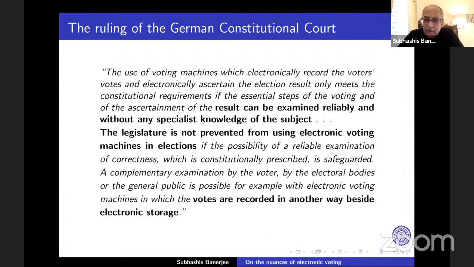There was a friend of mine called Professor Kurt Mehlhorn, a computer scientist of some repute. He deposed before this court in favor of electronic voting and got overruled by the court. So I have interesting conversations with him about the German Constitutional Court's ruling. The court, however, said that the legislature is not prevented from using electronic voting machines in elections, provided the votes are recorded in some other way besides electronic usage. So this ruling is not applicable in other jurisdictions, but somehow it is respected by most jurisdictions in Europe.